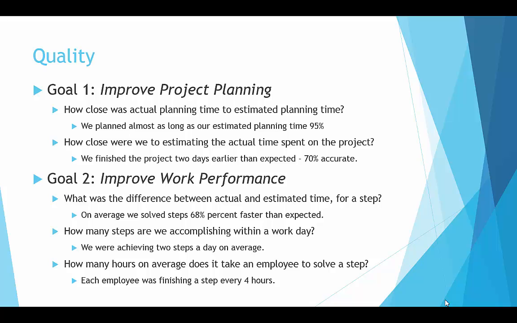And our next goal was to focus on improved work performance. We were able to finish each step 68% faster than we expected, and on average each employee was finishing 2 steps a day. When you took into account each task that each employee was given, it ended up taking on average 4 hours for each task in order to complete it. So in summary, everything in our quality ended up being better or faster than we had anticipated.